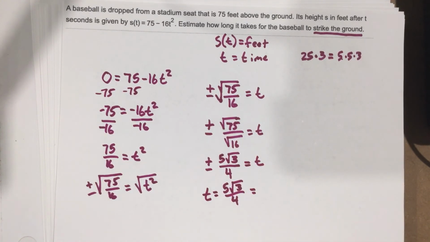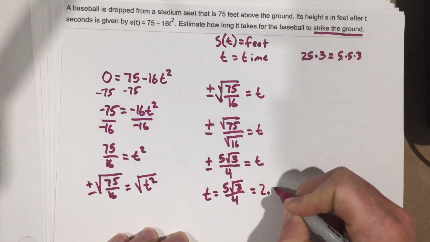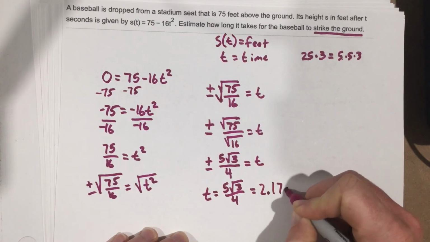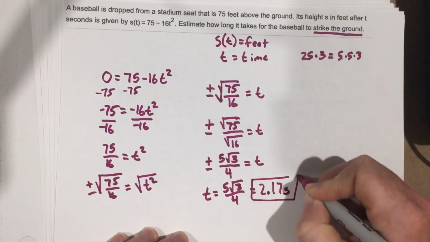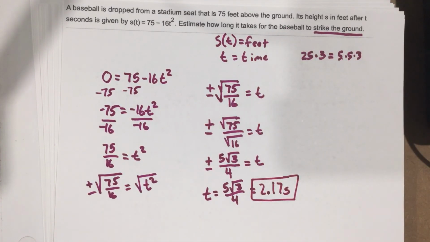But for us, we're going to go ahead and say 5 root 3 divided by 4 is 2.16 or 2.17 seconds. So from 75 feet, it takes 2.17 seconds for that ball to hit the ground.